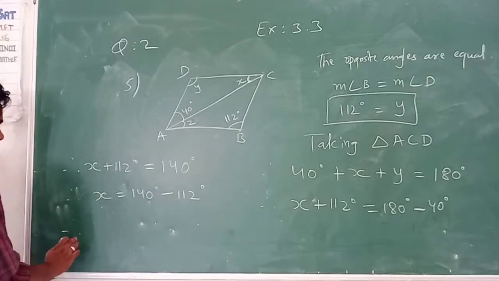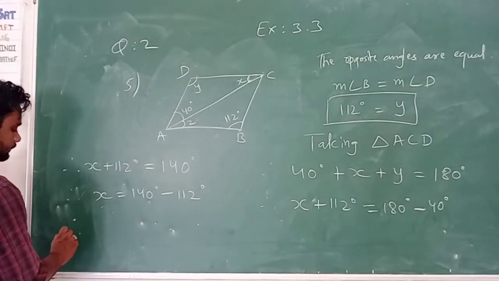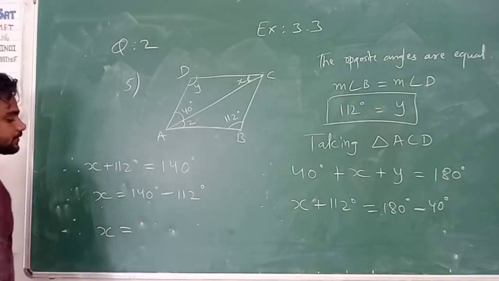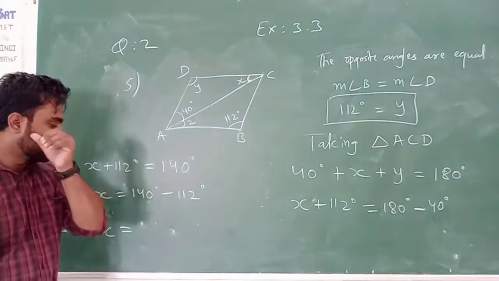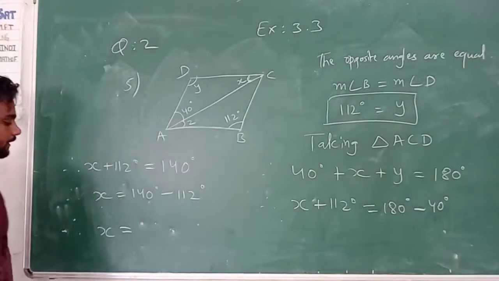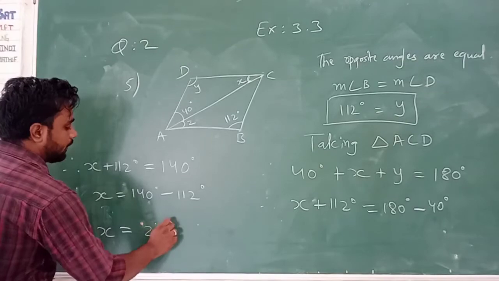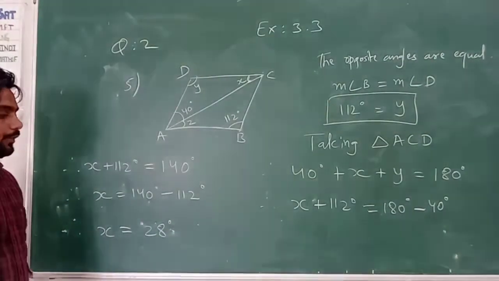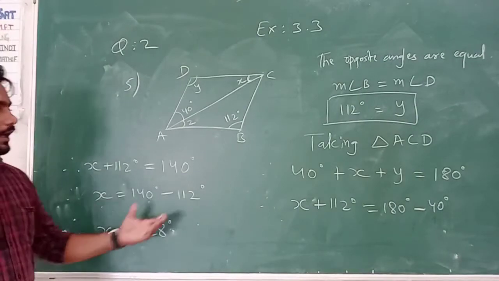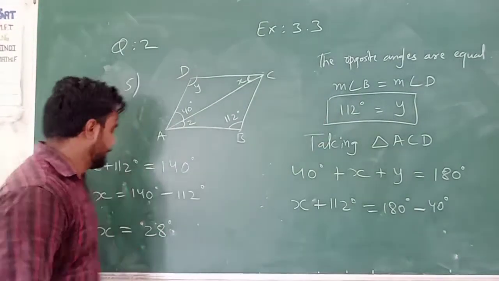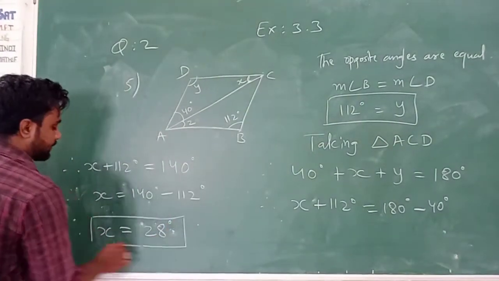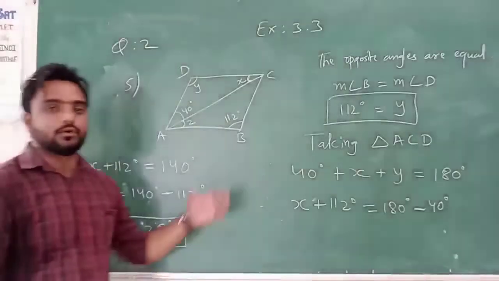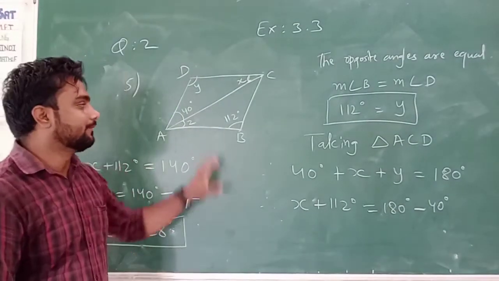So therefore x is equal to 140 minus 112. Do the subtraction, so you will get 28 degree. So the value of x we are obtaining here is 28 degree. देखो y मिल गया 112 degree, x मिल गया हमें, that is equal to 28 degree. Now what remains? We have to find the value of z also.